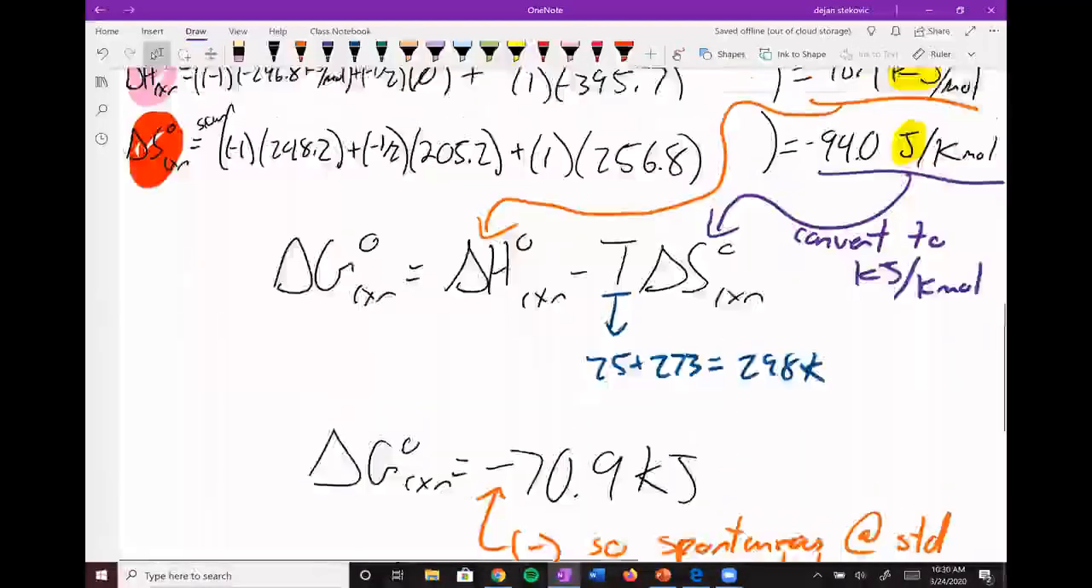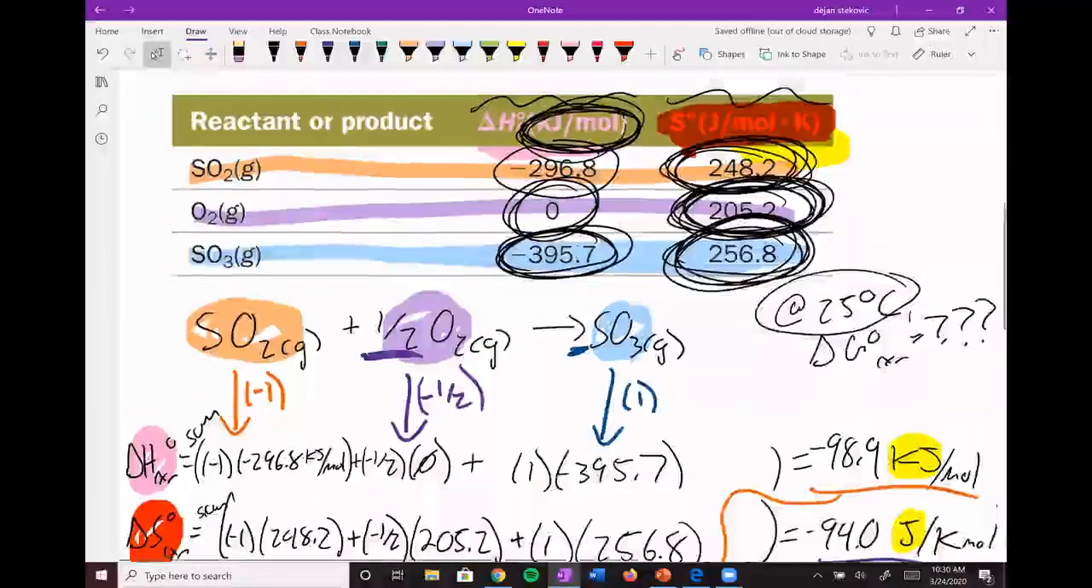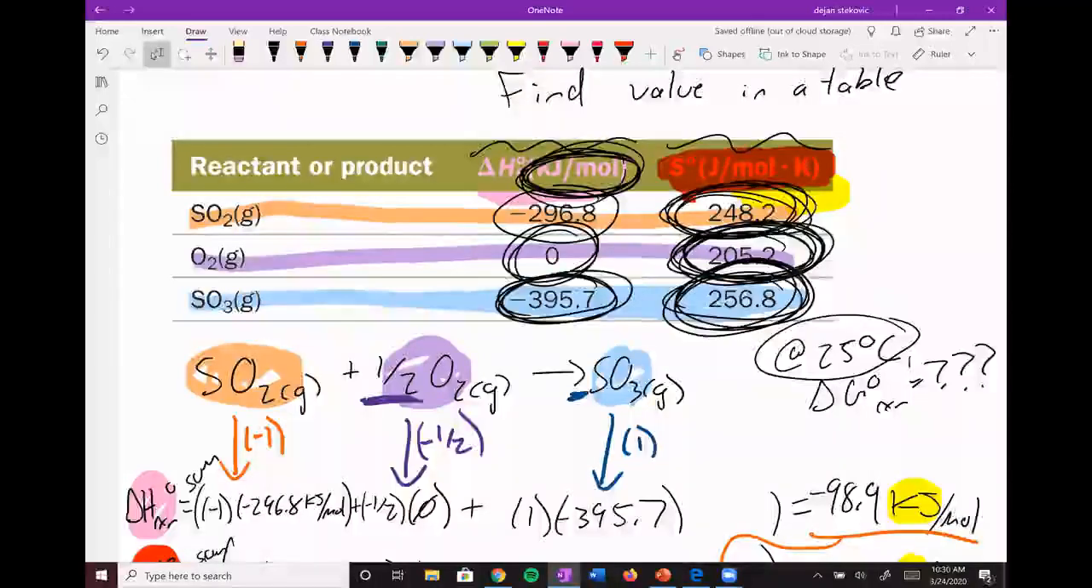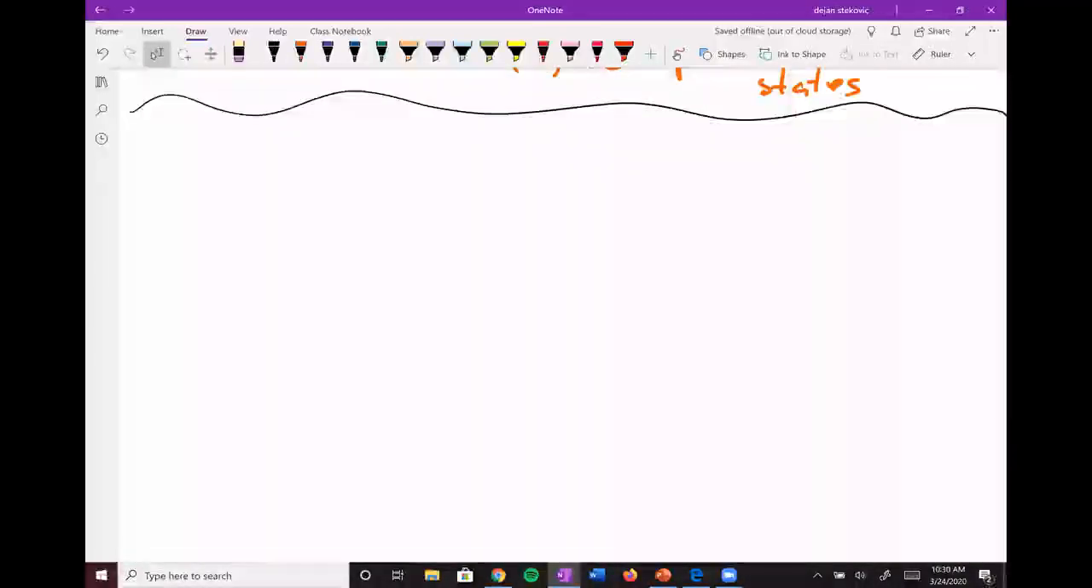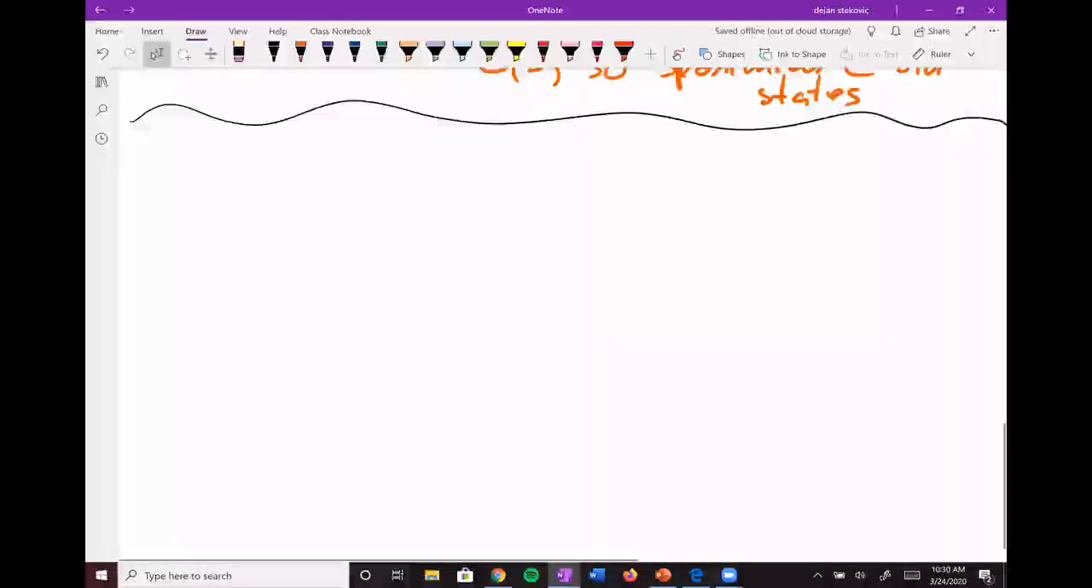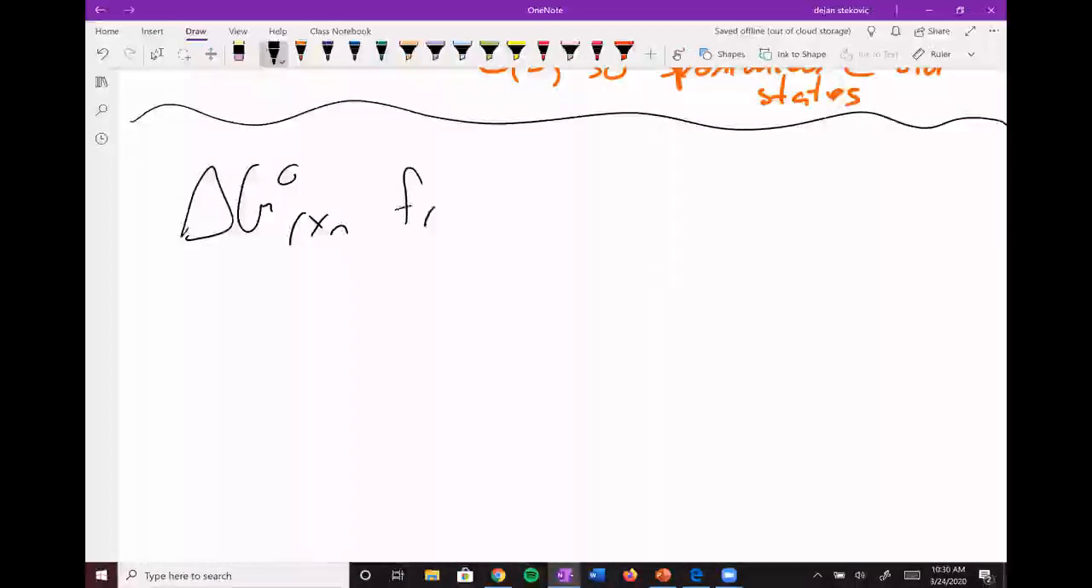So that's one way you can find delta G from tabulated values, when they give you the delta H of formation and the entropy, and then you can tabulate them through and use your final equation to solve. Another way is you can get the delta G of reaction from tabulated delta Gs. So this one's even easier.